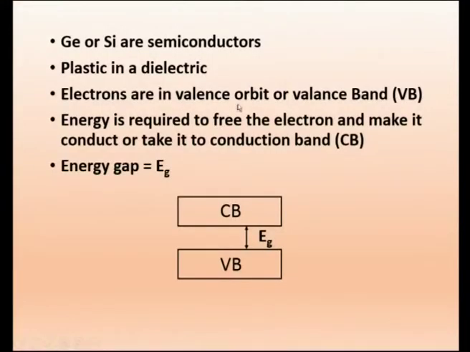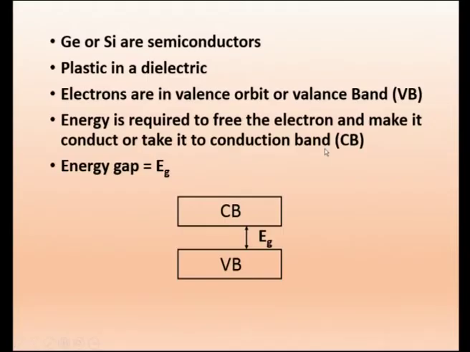It will go towards the positive of the battery. Once it is removed, we say it is in the conduction band. It is able to conduct. So there are two bands: the valence band when it is bound, and when you remove it, it becomes the conduction band. Electrons are normally in the valence band. Some energy is required to free the electron and make it conduct, taking it to the conduction band.